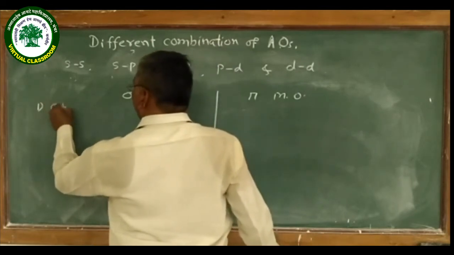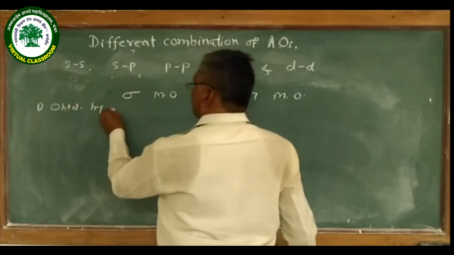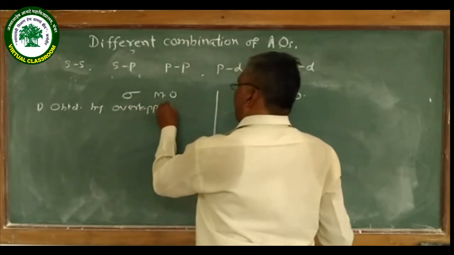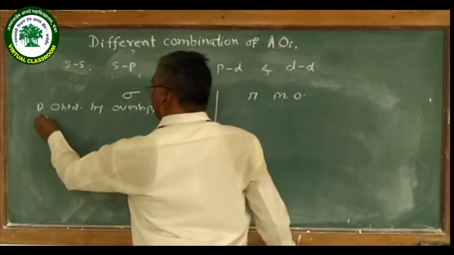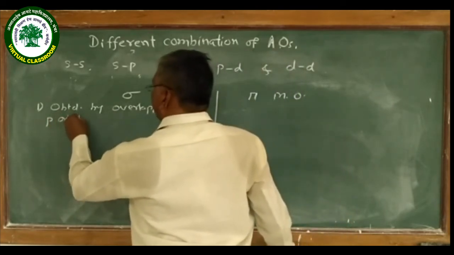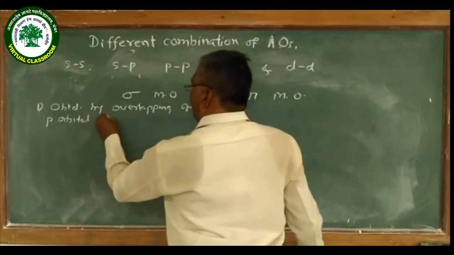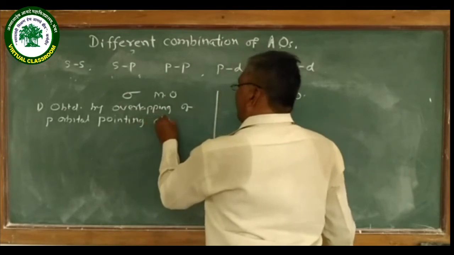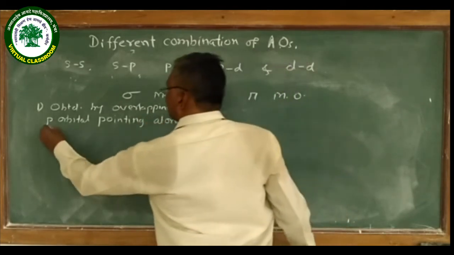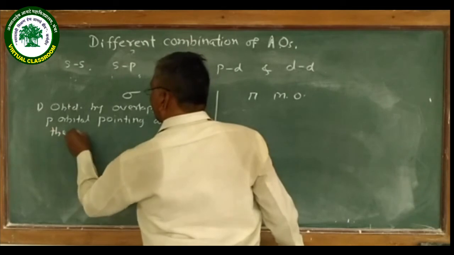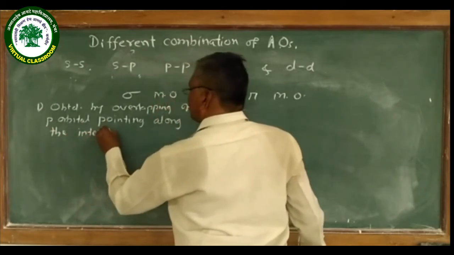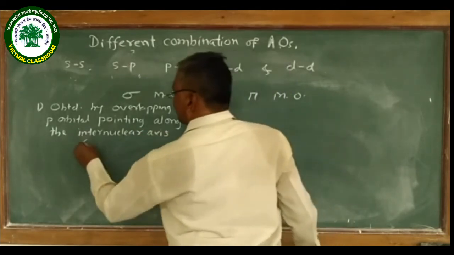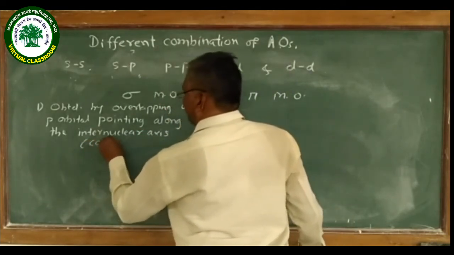It is obtained by overlapping of p orbitals pointing along the axis. That is coaxial overlapping.